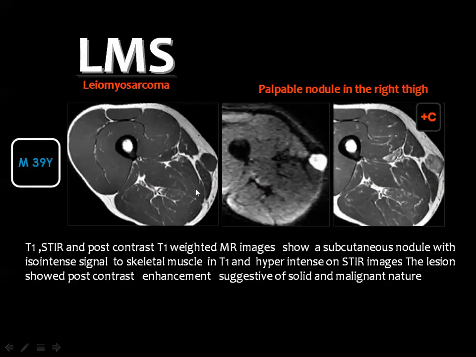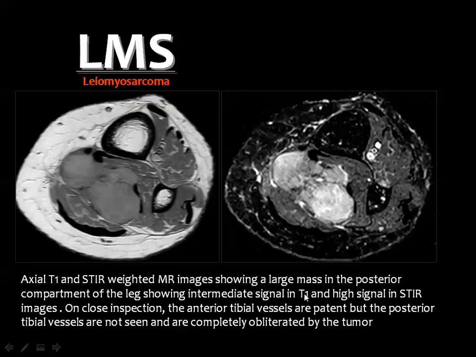Then all we can see is a tumor of almost iso-intense signal to the muscle in the T1 and of bright signal in the STIR. If you inject contrast material, it will show some enhancement. And this is another lesion that has been proved as leiomyosarcoma in the leg. And here you see in the T2 weighted image, the tumor is of intermediate signal. This is T1, and in the STIR image, the tumor is of bright signal.